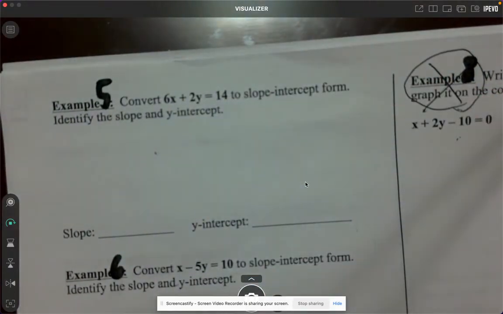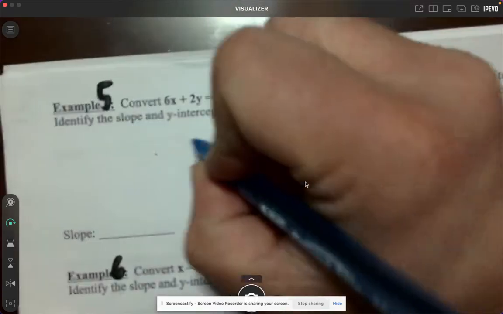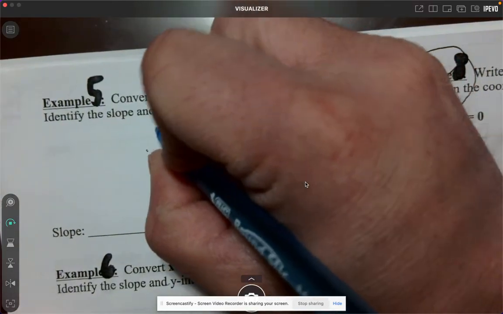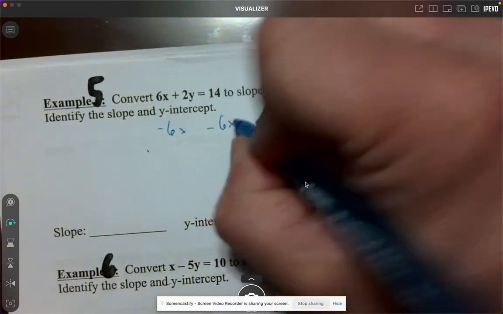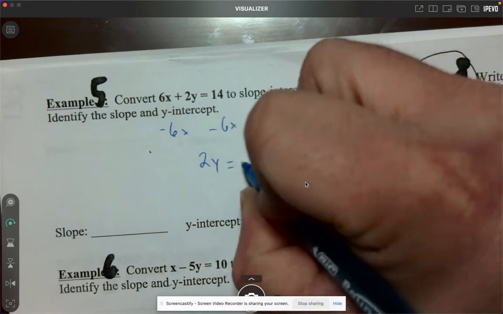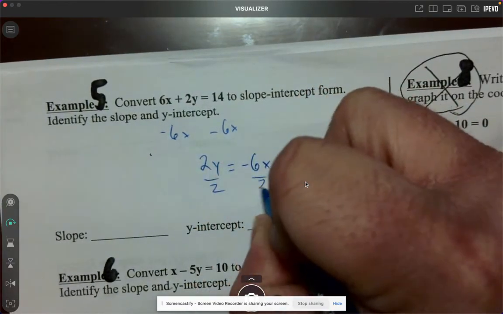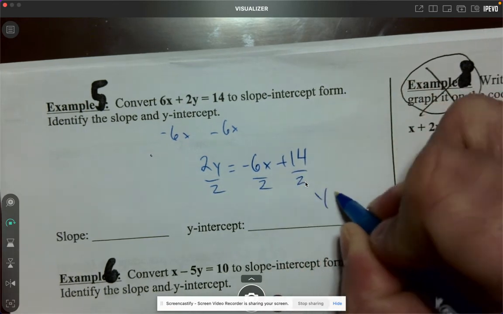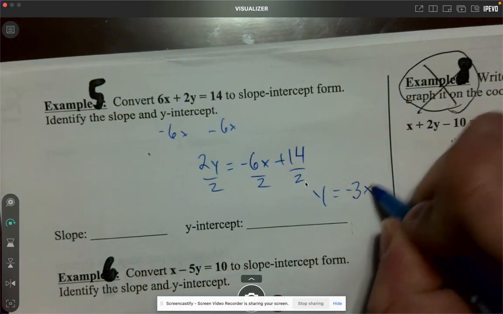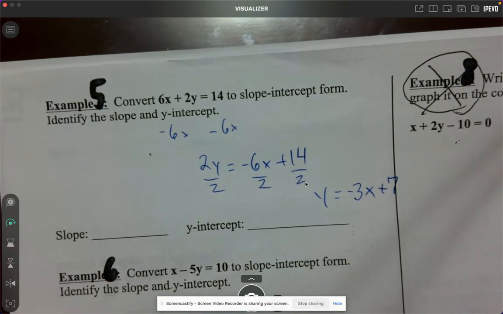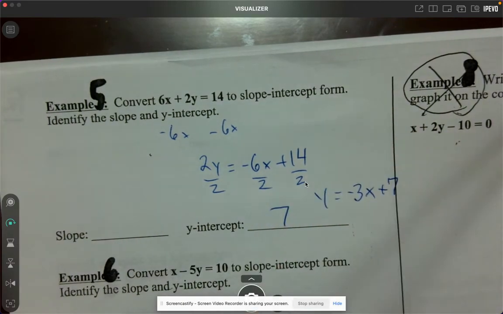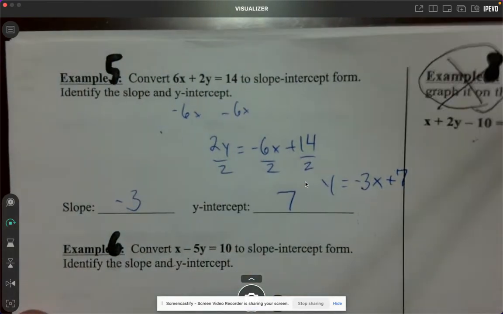So pause the video now and try those. All right, let's go through them together. First one, I'm going to go much quicker because now I'm just showing you the answers. So I minus 6x on both sides. 2y equals negative 6x plus 14. Divide everything by 2. This one works out nicely. Y equals negative 3x plus 7. So I have a y-intercept of 7 and a slope of negative 3.